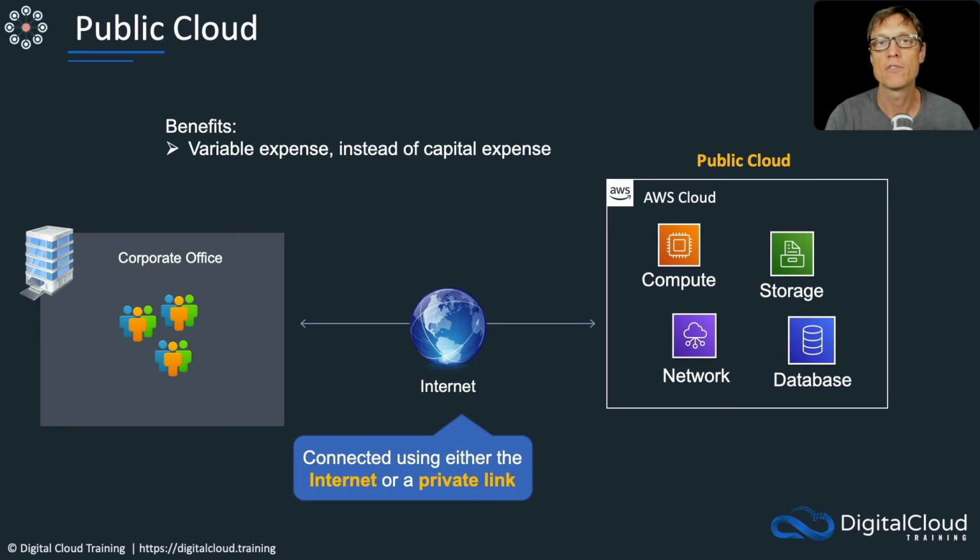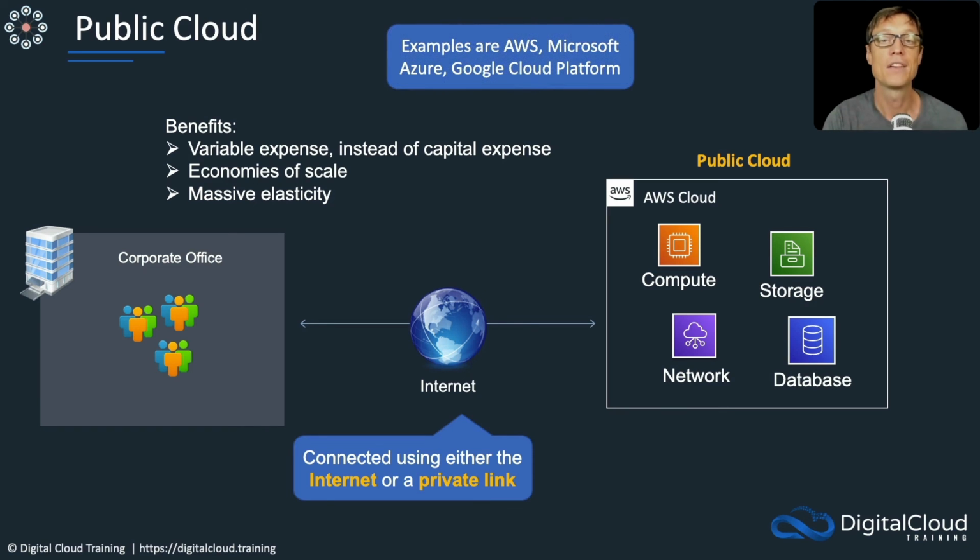So you're not paying for purchasing any hardware. You get economies of scale. AWS are huge, and they've been able to optimize their infrastructure and utilize their buying power to lower their costs for customers. And you get massive elasticity. So many services in AWS are virtually unlimited capacity. So however much you need, it can be there for you. Examples are Amazon Web Services, Microsoft Azure, and Google Cloud Platform.